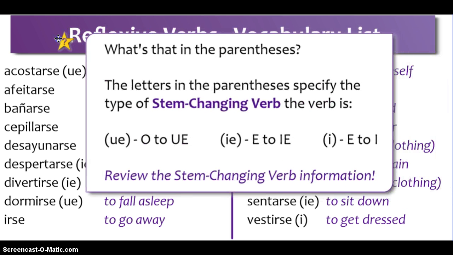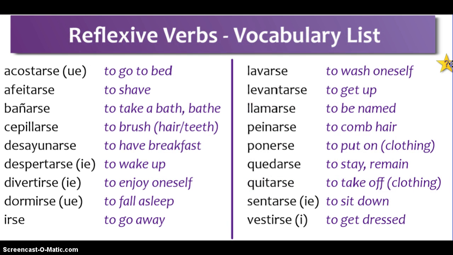So if you have a UE in parentheses, that's an indication that that is an O to UE verb. An IE is an E to IE verb, and just an I is an E to I verb. So again, these are stem changing verbs. That means with these verbs, not only will you be changing the endings as you conjugate and making sure your reflexive pronoun matches the subject, but you also need to change the root or the stem of the verb from the original letter to the change: O to UE, E to IE, or E to I. So let's practice some of these specific verbs.